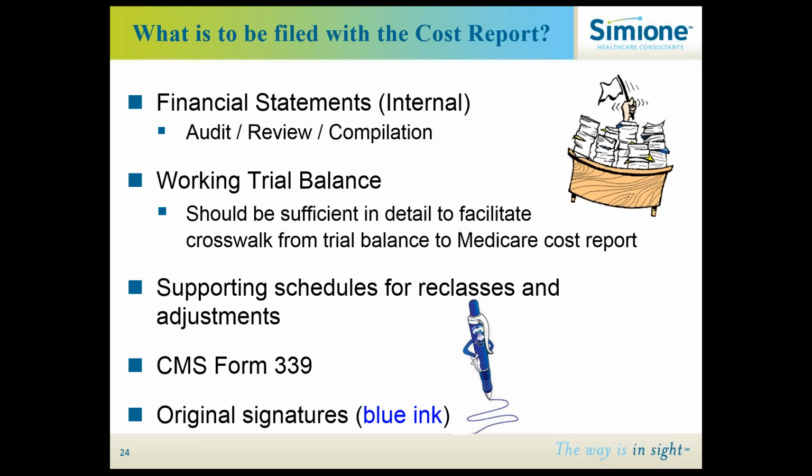Okay? And then you've got to send along supporting schedules for reclasses and adjustments within the cost report. And of course you send along the CMS form 339, which is the provider cost reimbursement questionnaire. And you sign the cost report and you sign the 339. An officer of the agency could be CEO, CFO, the administrator, but it has to be an officer of the agency. It can't be the receptionist or the secretary.